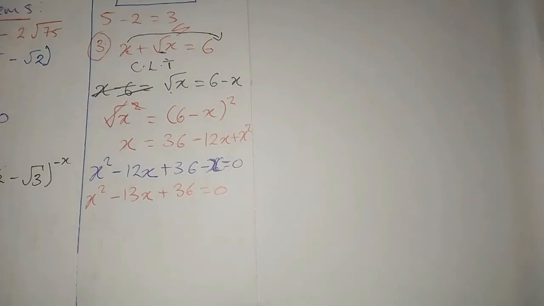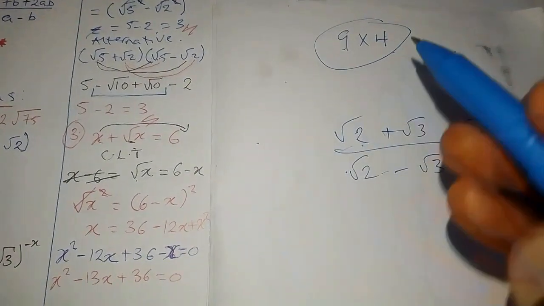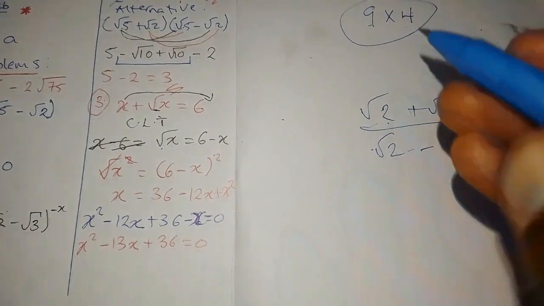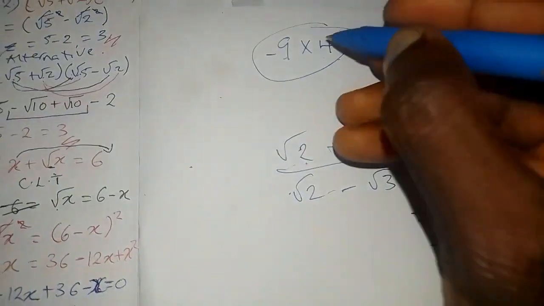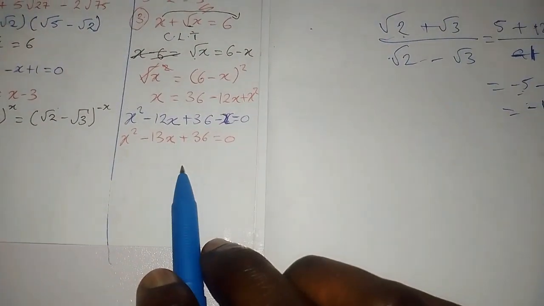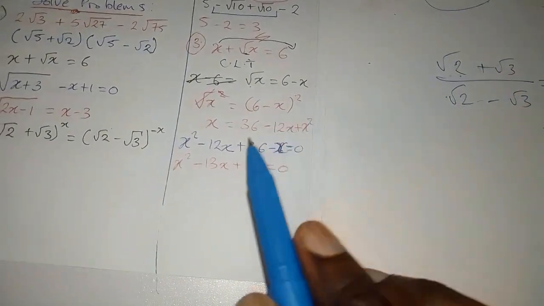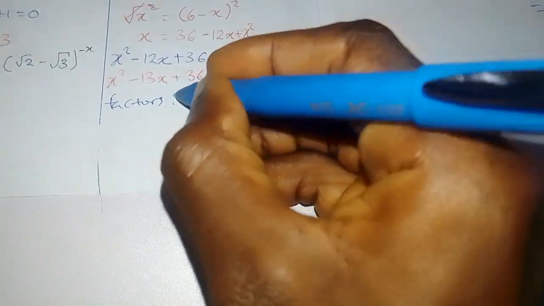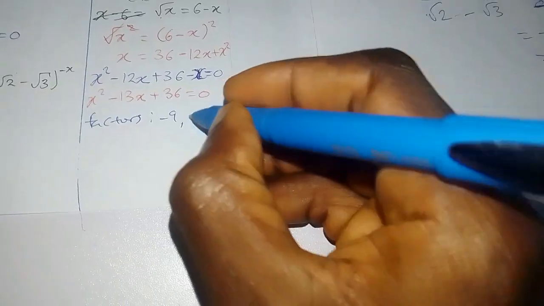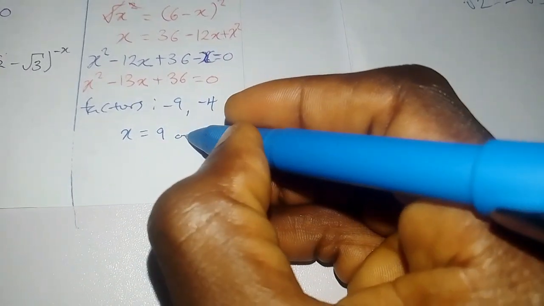So from here, it is very visible that 9 times 4 will give me 36, but 9 plus 4 is 13, not minus 13. Okay, let's put minus in both values. That's minus 9 minus 4. Minus 9 times minus 4 will give me pure 36. And then minus 9 minus 4 will give me minus 13. Definitely my factors are minus 9 and minus 4, which means from here I can say my x is equal to 9 or 4. Final answer for x in that place.